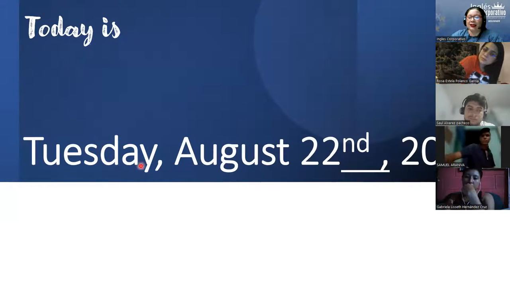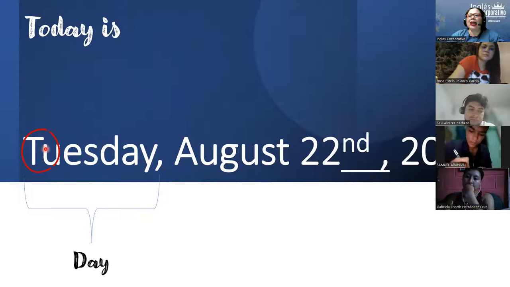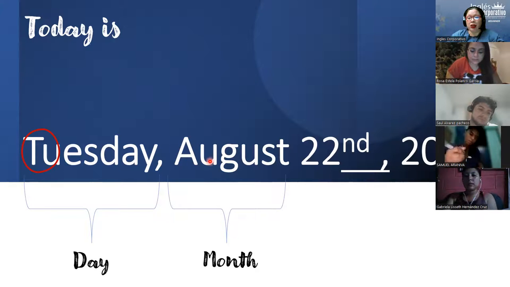So let's look at the elements. What element is this? The day of the week, right? This is the day of the week at the beginning. Then we write a comma. Remember, the days of the week take a capital initial, so uppercase. August. What is August here? It's the month of the year.